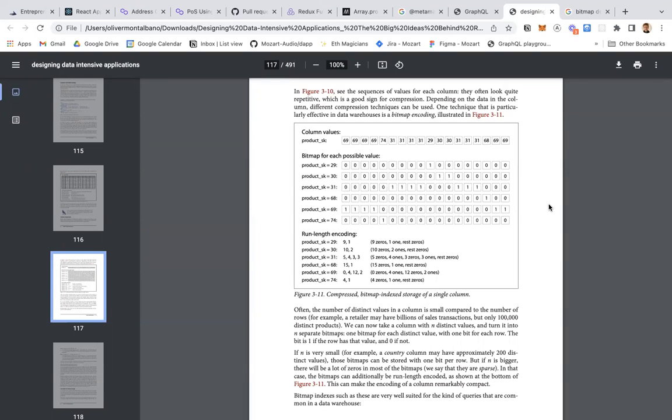A bitmap is mapping some domain, for example, a range of integers to bits. So that makes sense. But multiple bits. Let's see, bitmap for.